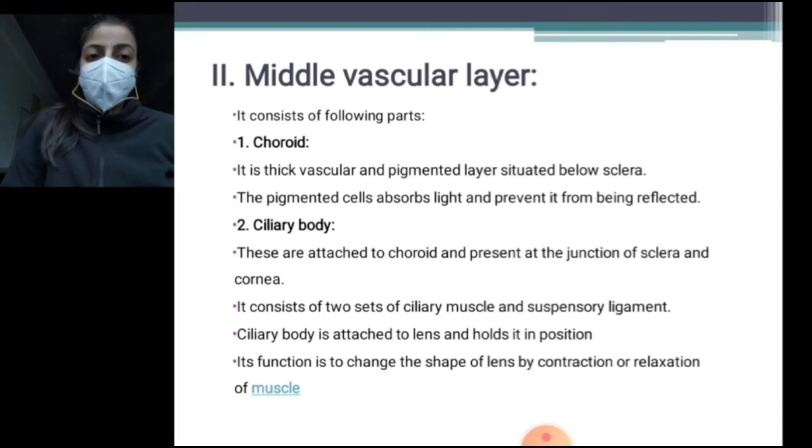Next is the ciliary body. The ciliary body is attached to the choroid and present at the junction of the sclera and cornea. It is attached to the lens, which helps to hold the lens in its actual position, and its function is to change the shape of the lens by contraction or relaxation of muscles. So the structure that holds the lens in its proper position and helps in its contraction or relaxation is the ciliary body.